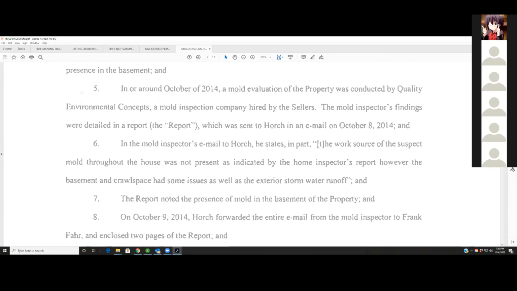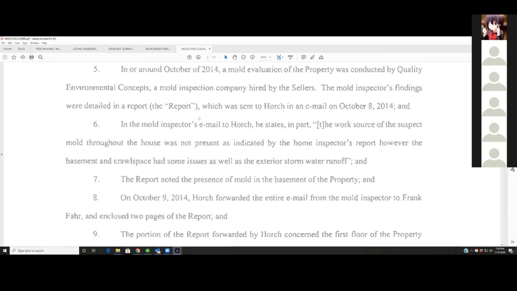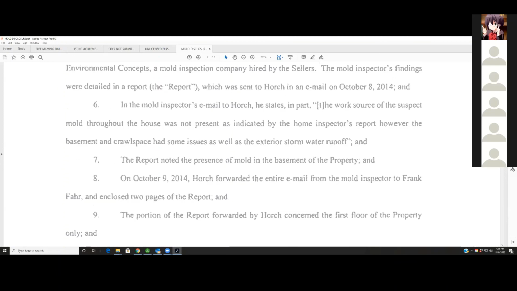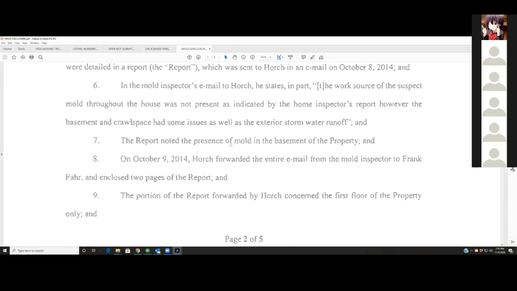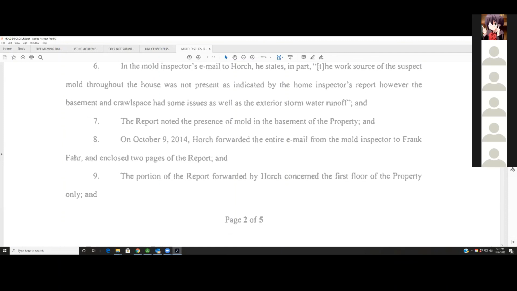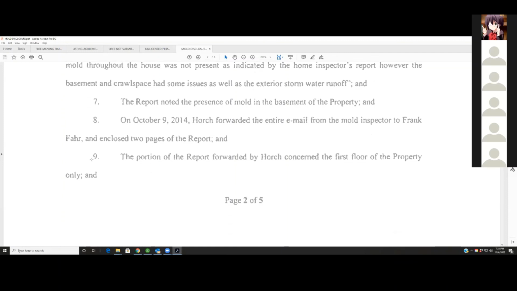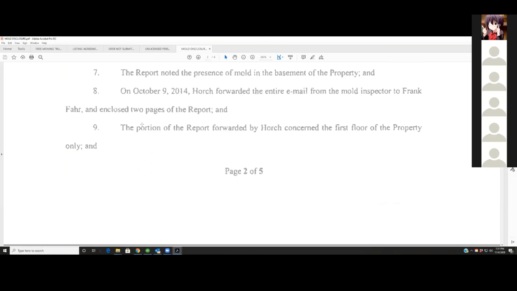So the mold remediation came, and they were given a detailed report. However, there were some issues. She sent the entire email from the mold inspector to Farr, the other agent.